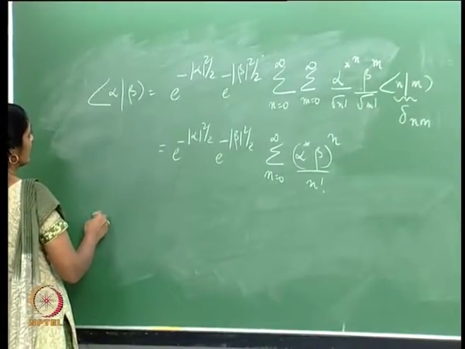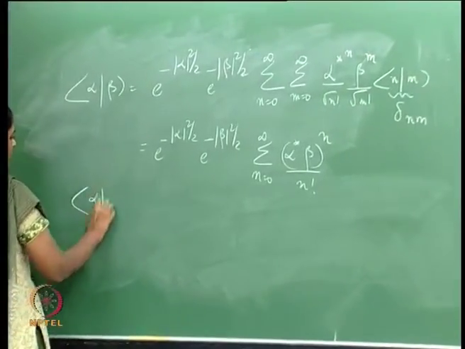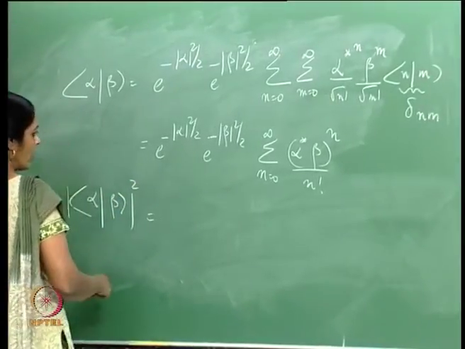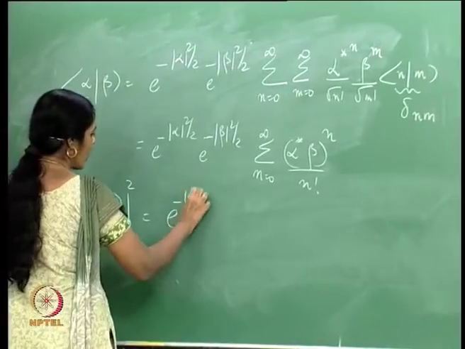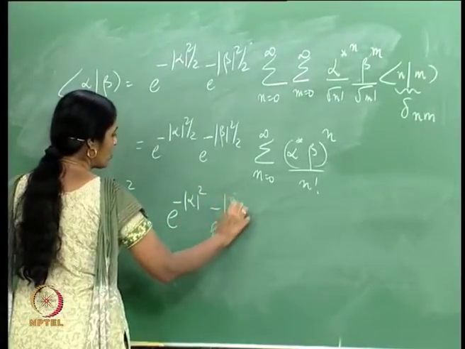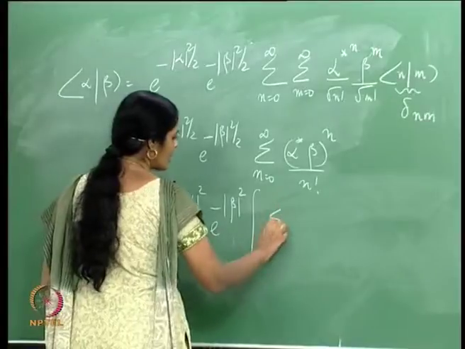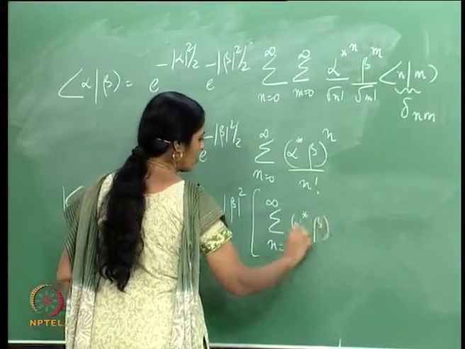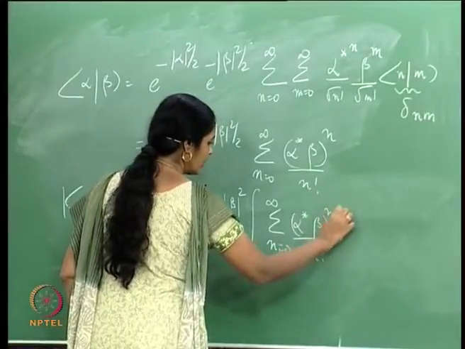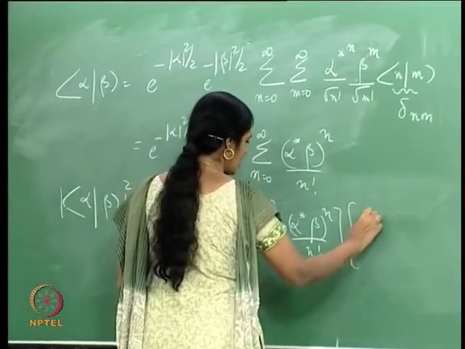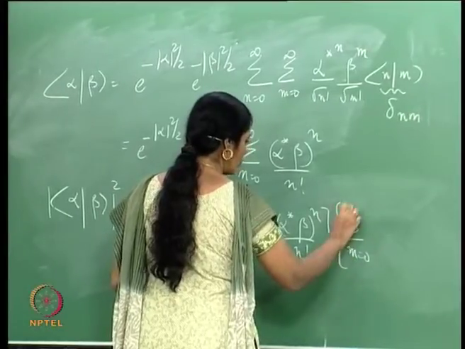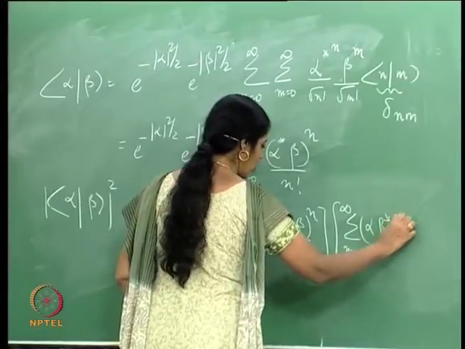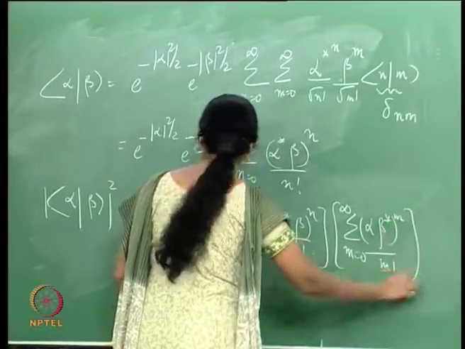Now, let me consider alpha beta mod square. Now, that object is e to the minus mod alpha squared, e to the minus mod beta squared, and summation n is equal to 0 to infinity alpha star beta to the power of n by n factorial times summation m equal to 0 to infinity alpha beta star to the power of m by m factorial.